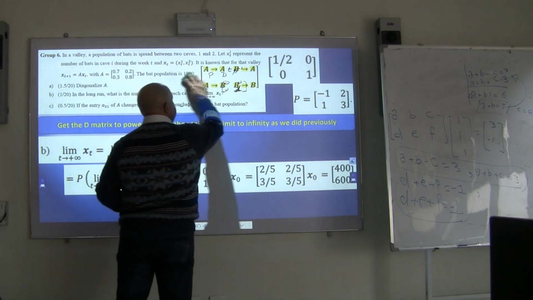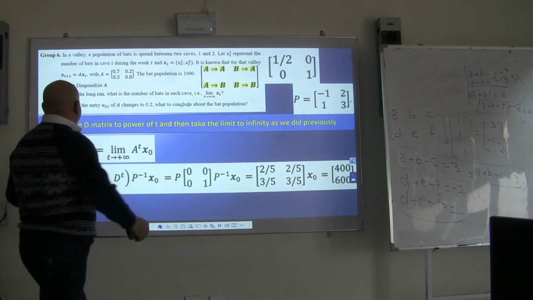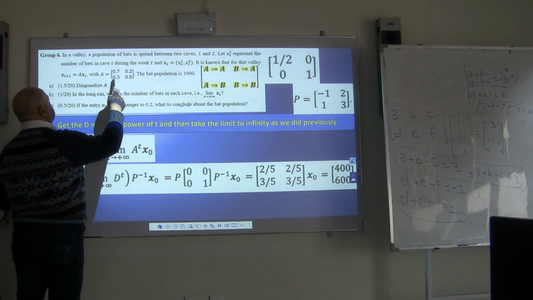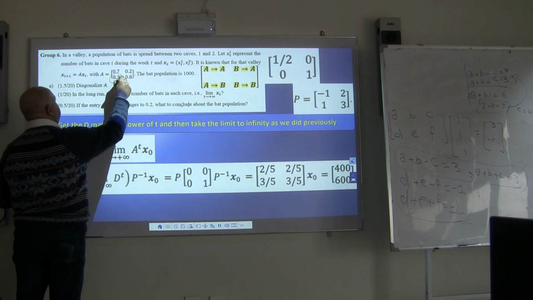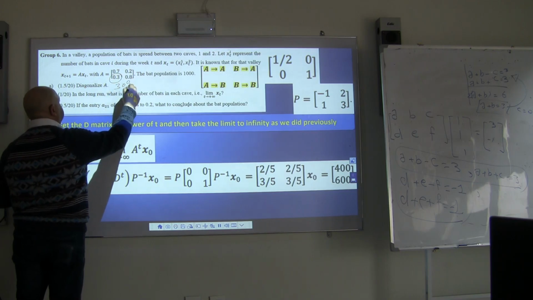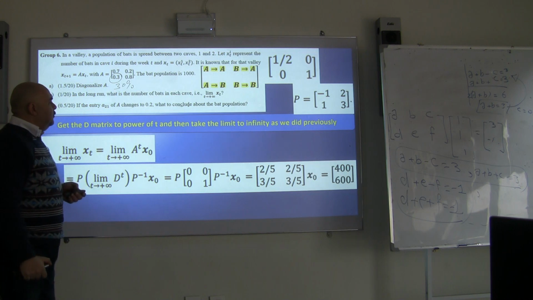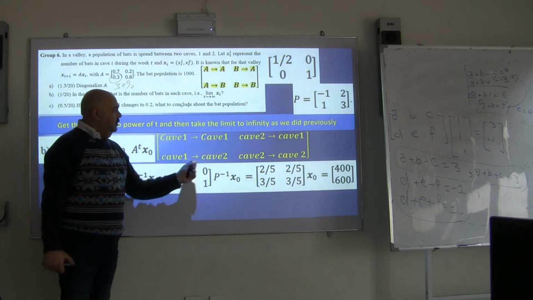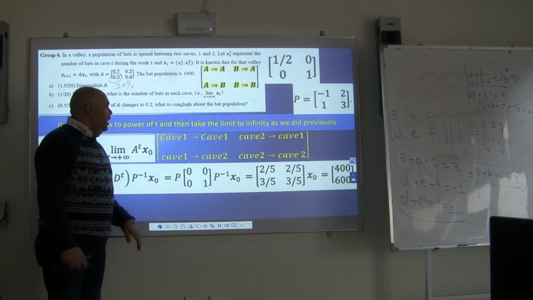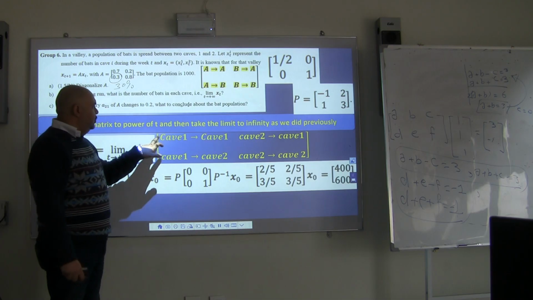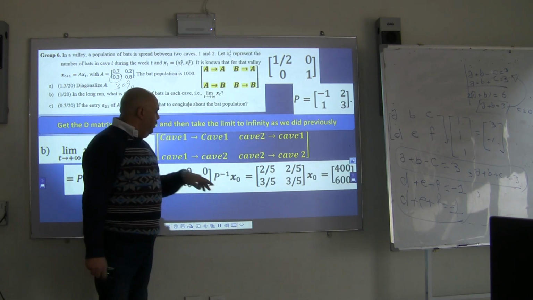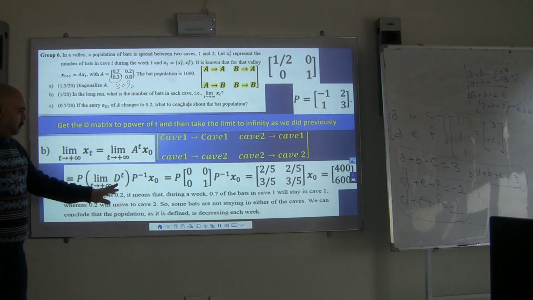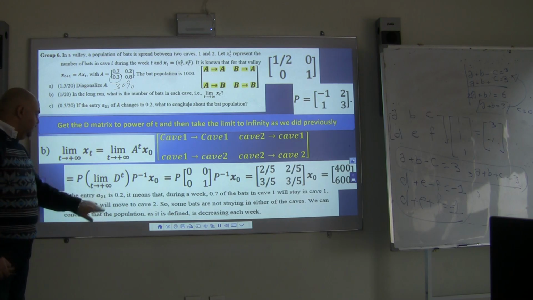For the last question, he is asking you about the entry A21, second row first column, which stands for 0.3, which means that 30% of the bats from the first cave will move into the second cave. I have also written it for you relative to the terminology of this problem. This is cave 1 to cave 1, cave 2 to cave 1, cave 1 to cave 2, cave 2 to cave 2. So the last comment will be exactly as I told you.